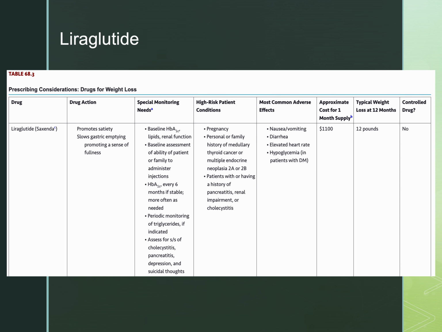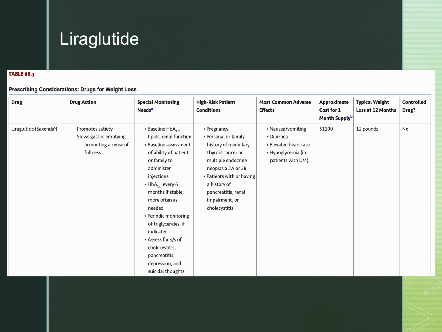Taking a closer look now at GLP-1s, there are some special monitoring needs based on the adverse effects that we talked about earlier. You do want to get a baseline A1C, lipid panel, and renal function test. You also want to make sure that the patient understands that it's not a pill. They have to be able to give themselves a sub-Q injection, or their family member has to give it to them. So they need to be educated appropriately and return that demonstration.